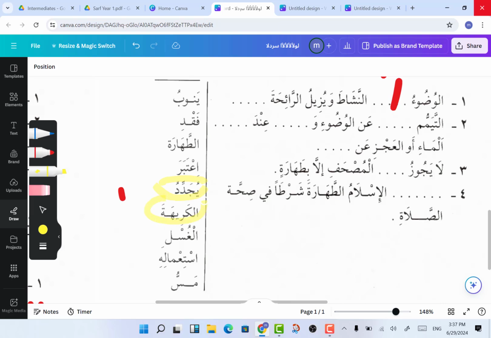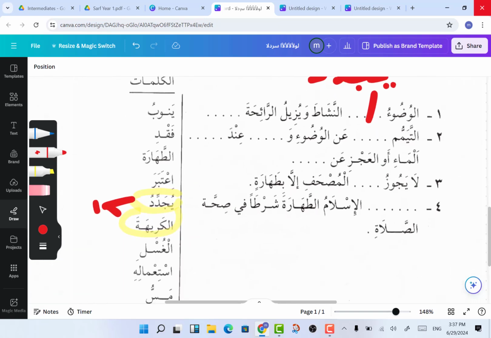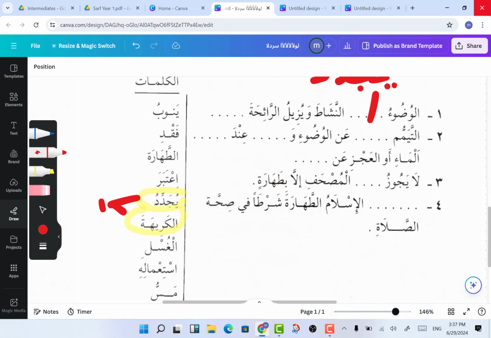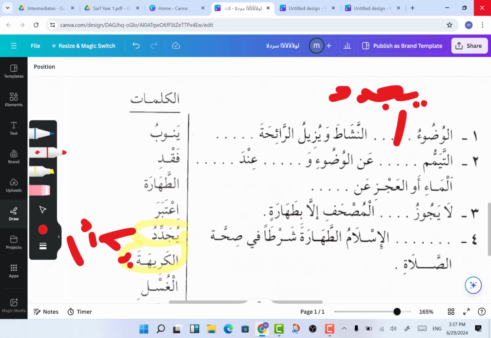And we have al-karihata. Both are just one. So you're going to get that now. Yujadidu, this ba and this alif for number one. Now, wayuzilu arohata al-karihata. I don't want to write again. Complete that yourself.